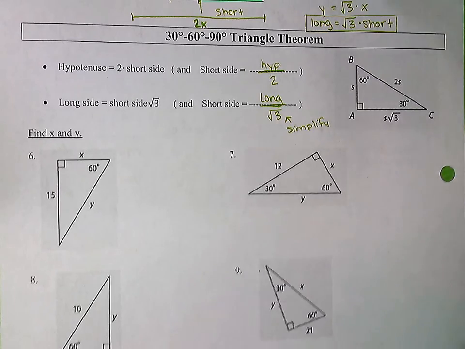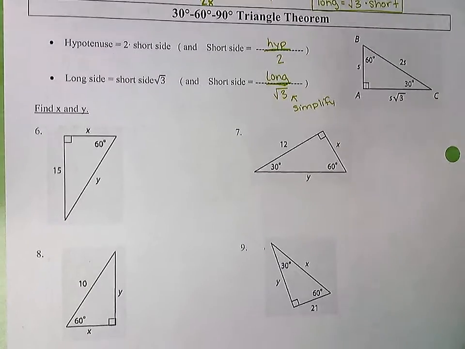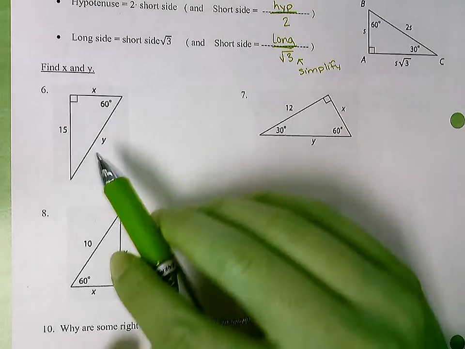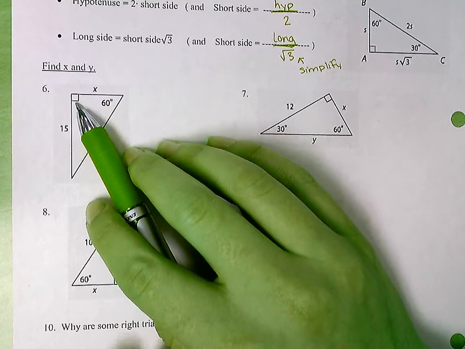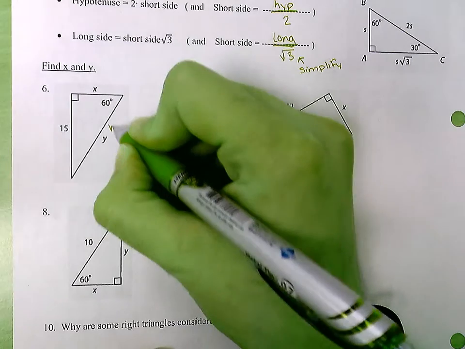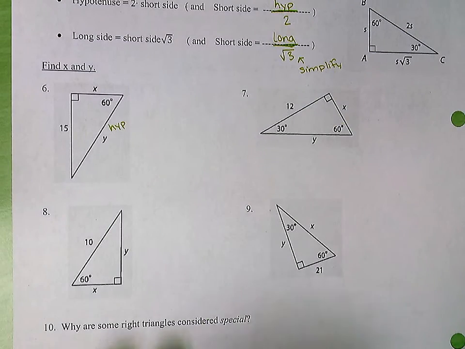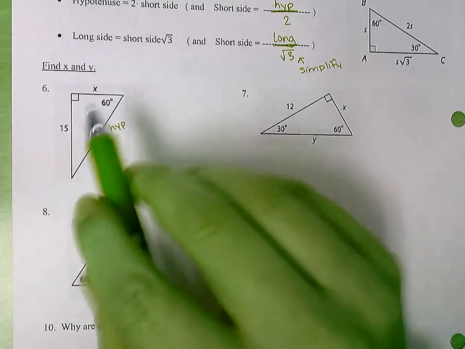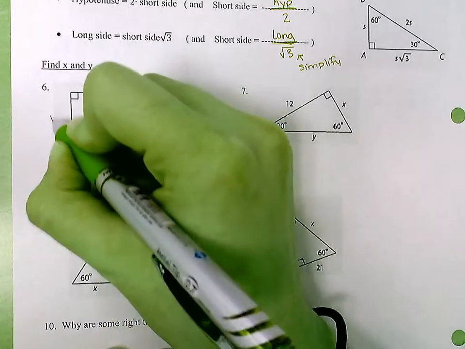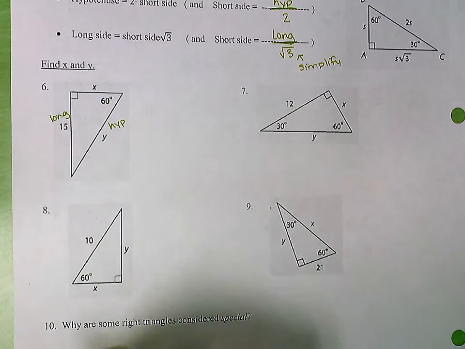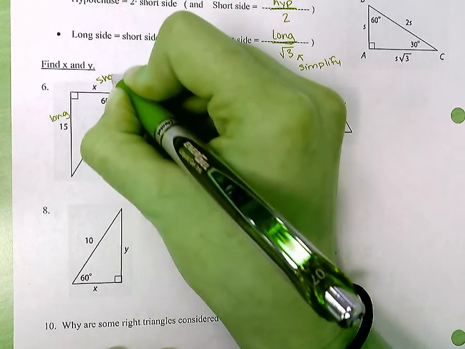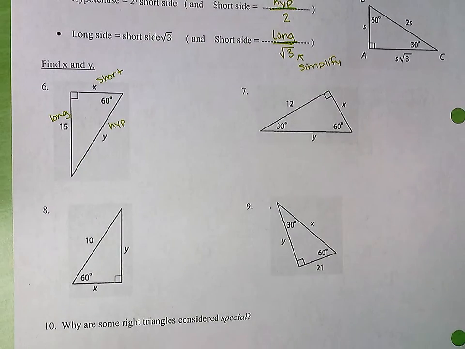Okay? So we're going to go through a few examples here. So in number 6, this is a 30, 60, 90 right triangle. Opposite the 90-degree angle is your hypotenuse. Opposite your 60-degree angle is your long side. Opposite the 30-degree angle is your short side. Please label your triangle so you don't get lost.